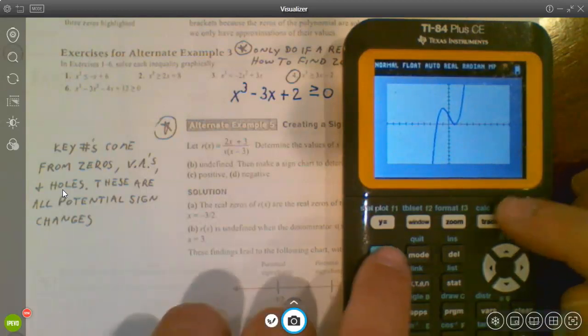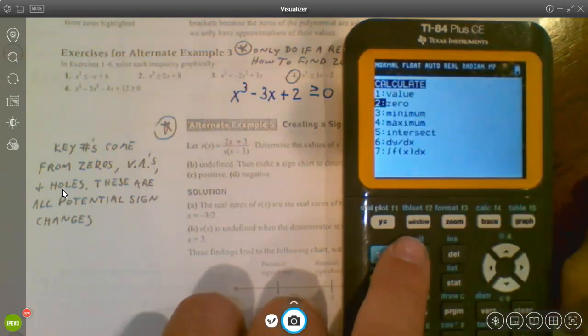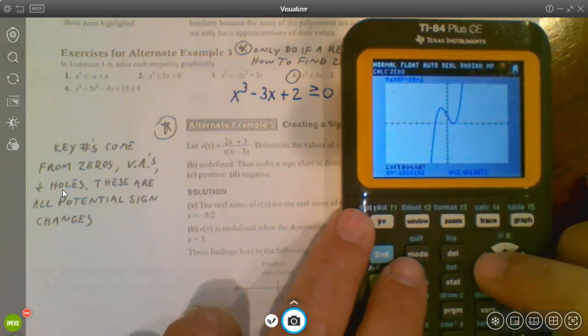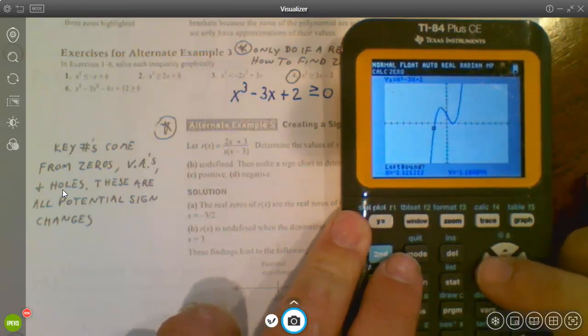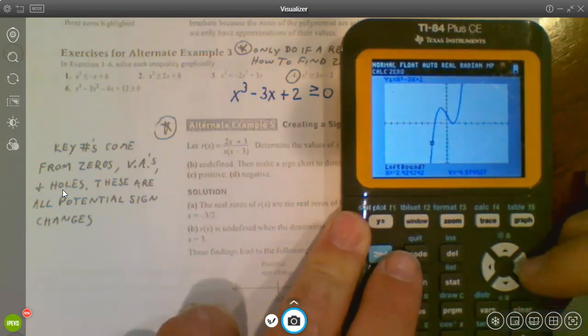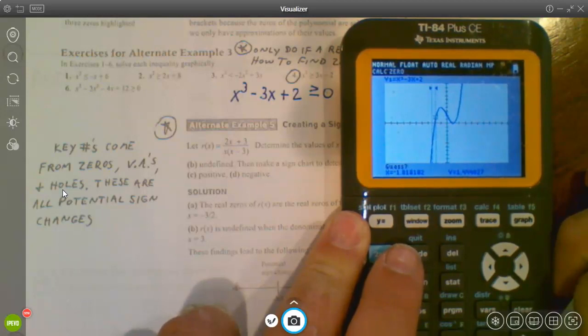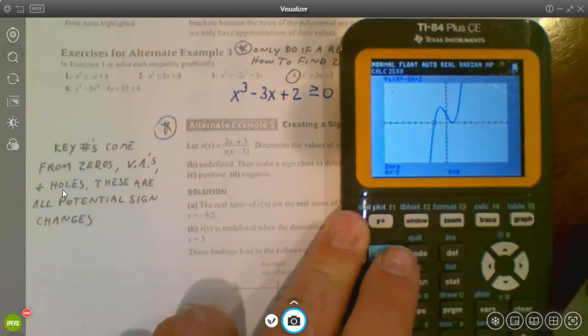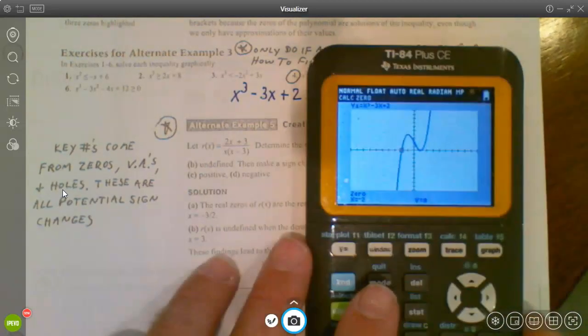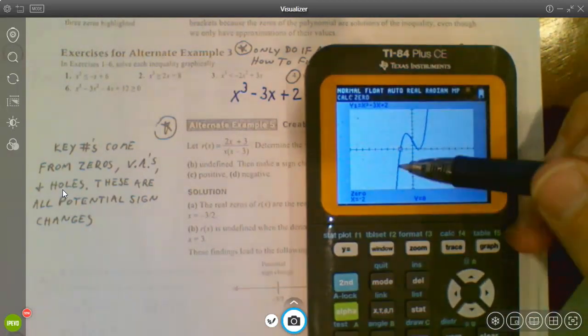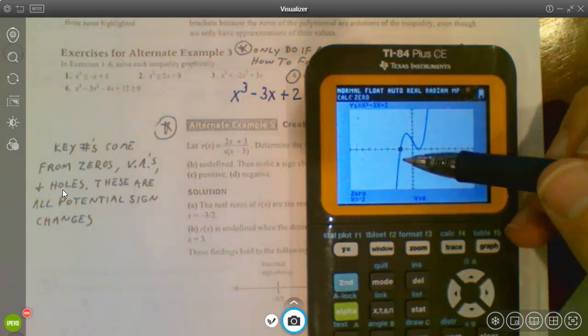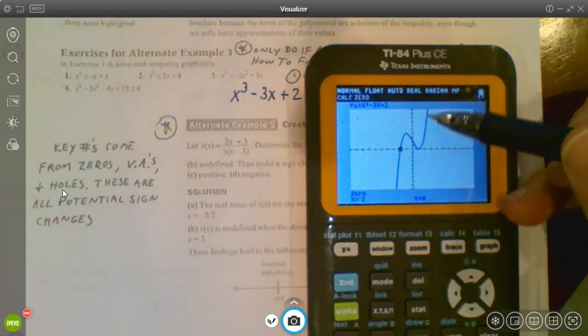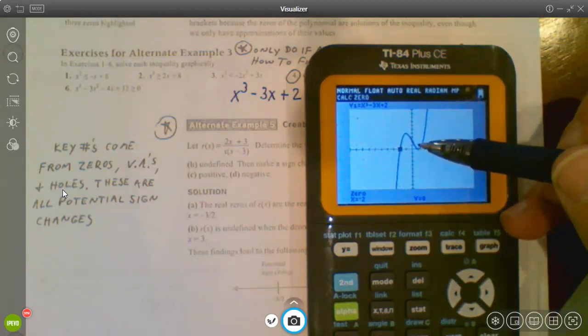So if I go under calc, choose 0, they're going to ask me those boundary questions. I got to be to the left of it and hit enter. Then I need to be to the right of it and hit enter. And then hit enter one more time, and sure enough, it is at negative 2 exactly. So I can see that this is my negative section. The rest of it is positive, except for this, which is a 0.